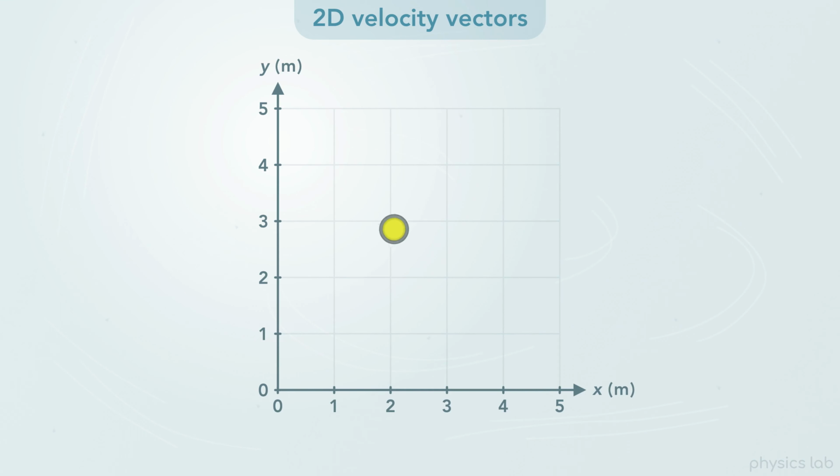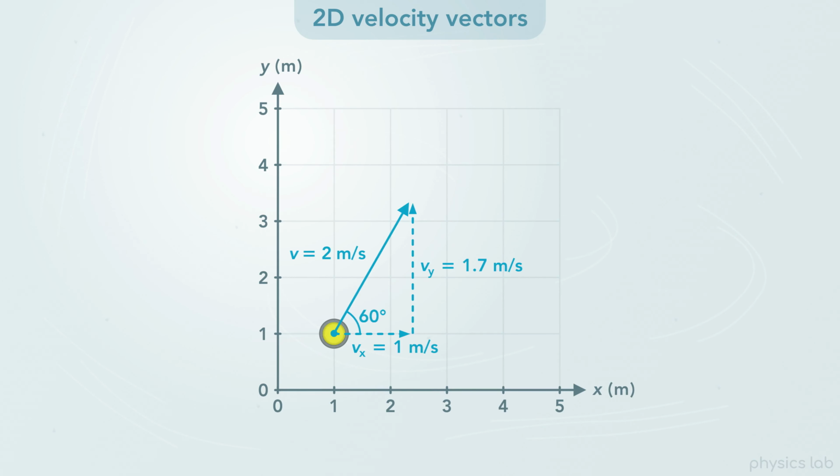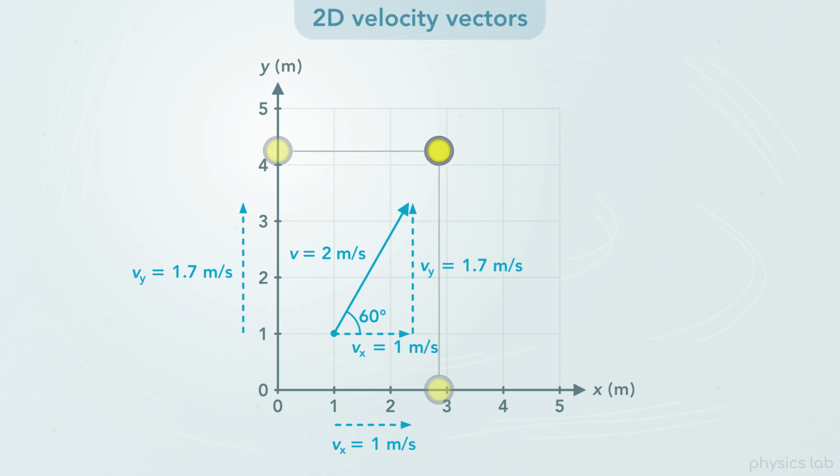When an object is moving in two-dimensional motion, that means its position is changing along the x-axis and y-axis at the same time. A 2D velocity vector is at an angle, and it has x and y components. The x component of the velocity, which we call Vx, is the velocity of the object in the x direction. Or we can think of it as the velocity of the object's shadow along the x-axis. And the same things are true for the y component.